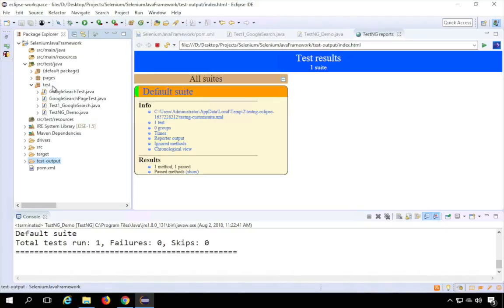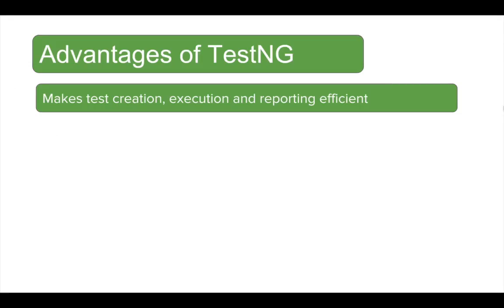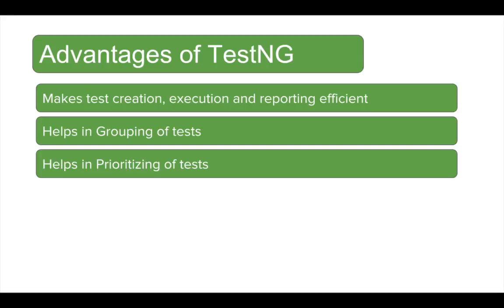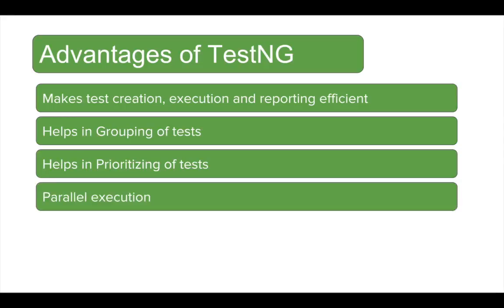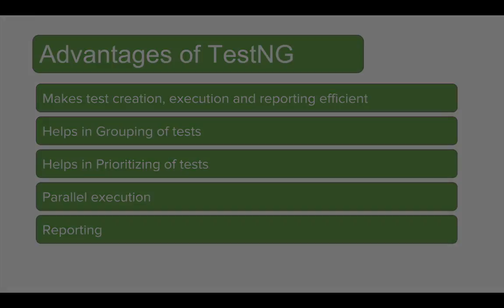So now we are getting even closer to creating an efficient Selenium framework. So we have validated this as well. If we look at the advantages, we have already seen some of them in the demo. It makes our test creation, execution, and reporting very efficient. We can group the tests, which we will see in the coming session. We can prioritize our tests also, that also we will see in the coming sessions. We can do parallel execution. We can use TestNG reporting, and there are many other advantages of using TestNG.